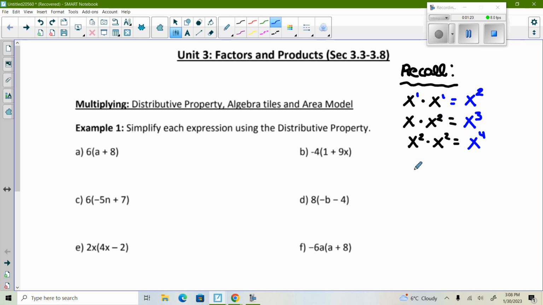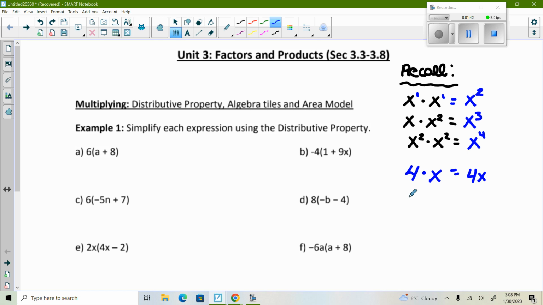Okay, what if I have something like 4 times x? They don't have the same base, and there's nothing to do with exponents here. So all I'm going to do is I'm just going to write them next to each other. I have 4x or 4 times x. We can still keep it together like that.